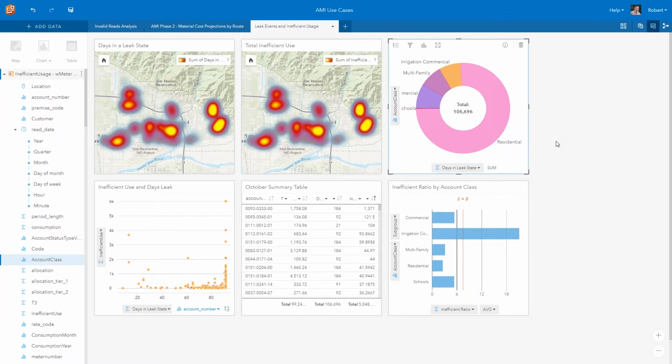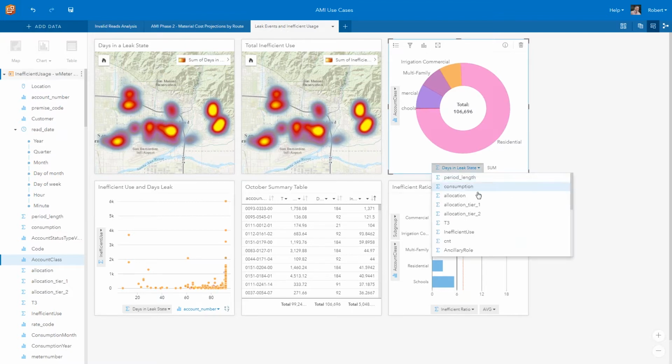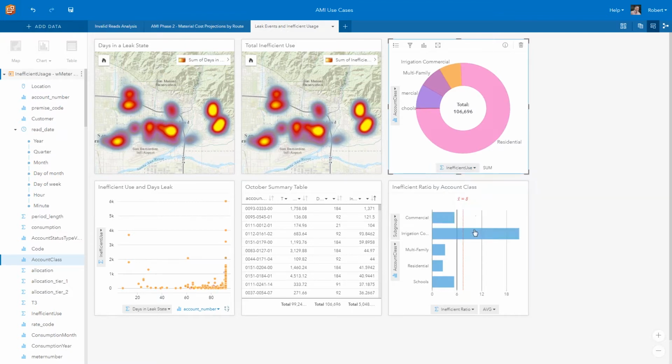If we want to analyze by account class, a broader approach in targeting our customers, we can see that the residential account class has the most days in a leak state. But if we want to take a different look, and look at just inefficient use, this changes. Depending on our strategy, if we're just looking at inefficient usage and not leaks, we probably want to focus on multifamily and irrigation account classes.